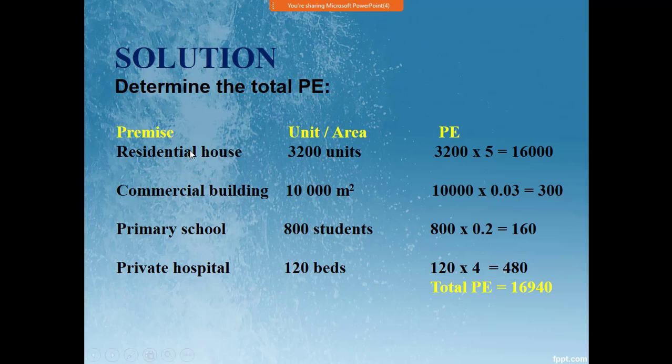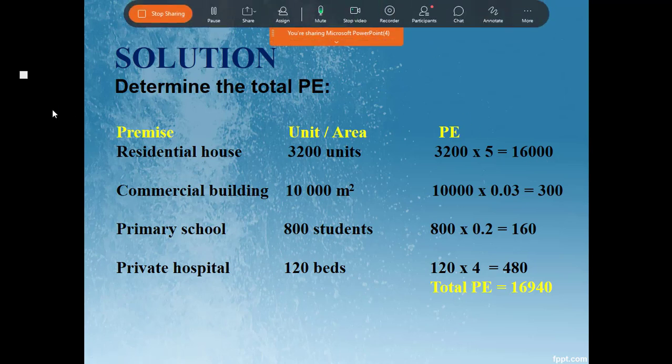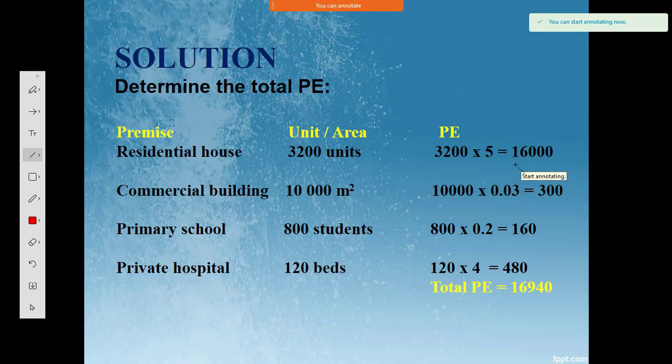Okay. For each premise, for example, for the residential area, we have 3,200. So for each unit it is 5. So the total for the residential houses is 3,200 times 5, which is 16,000. Now for the commercial building, 10,000 square meters, so 10,000 times 0.03, because each 100 square meters is 3. Okay, so we multiply by 3 over 100, which is 0.03. So the final answer is 300.